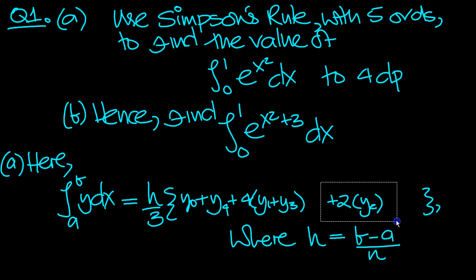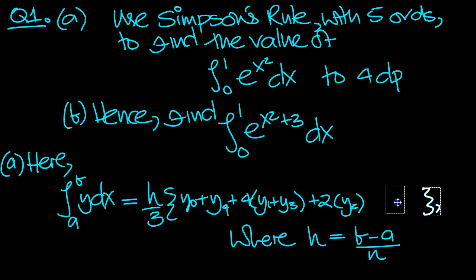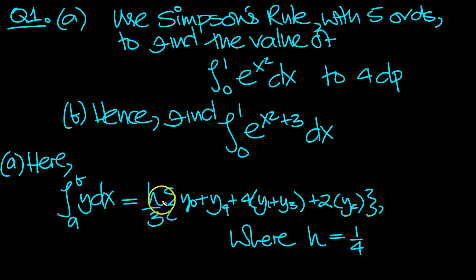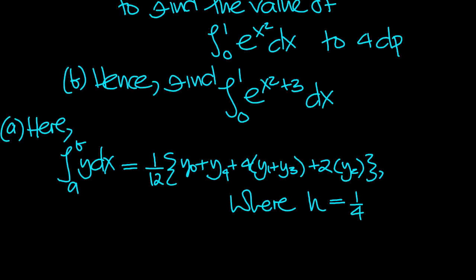So let's try and tidy this up a bit. Here's our formula then. And we now need to work out h first of all. H is b minus a, 1 minus 0 is 1, over n. N is 4, isn't it? So it's a quarter. H is a quarter. So let's put that in. H is a quarter, so h over 3 will be 1/12, won't it? So that's 1 over 12. 1/4 over 3 is 1/12.